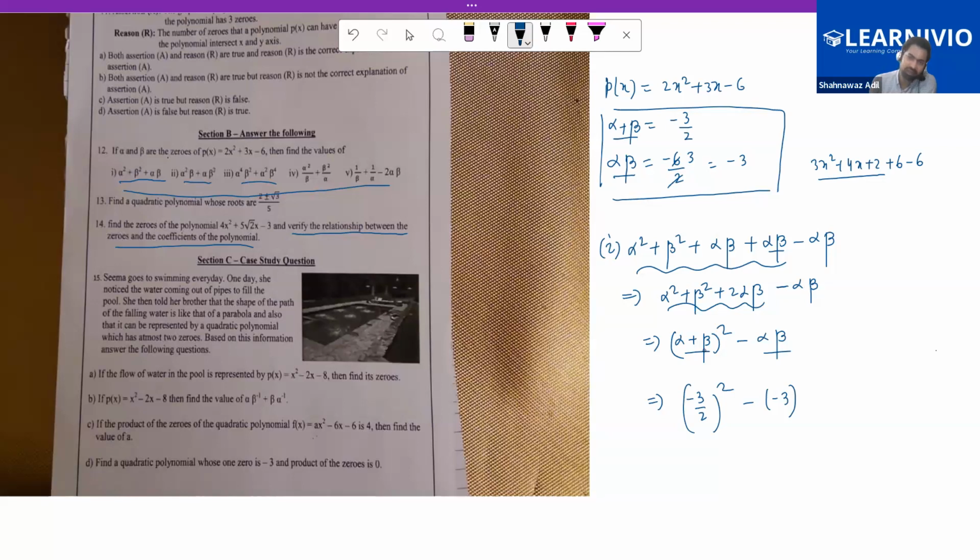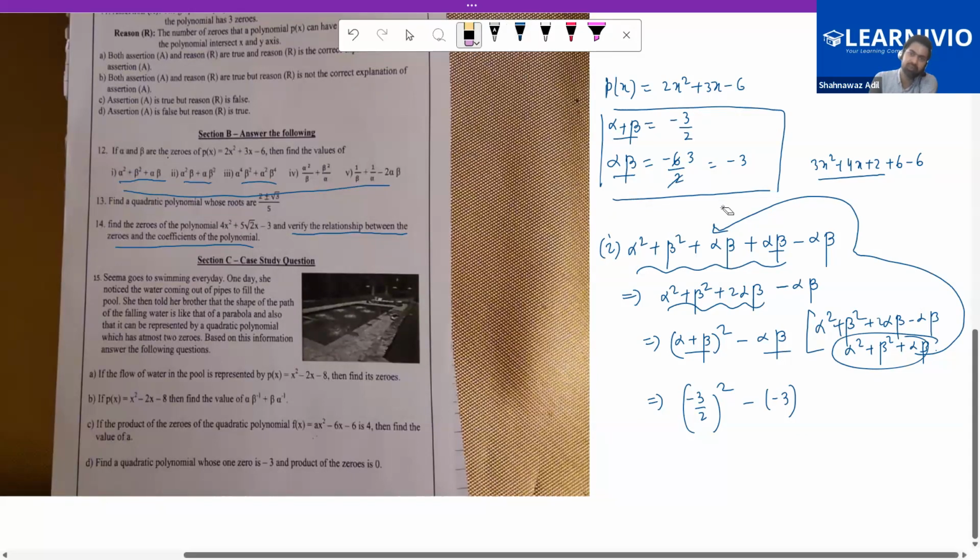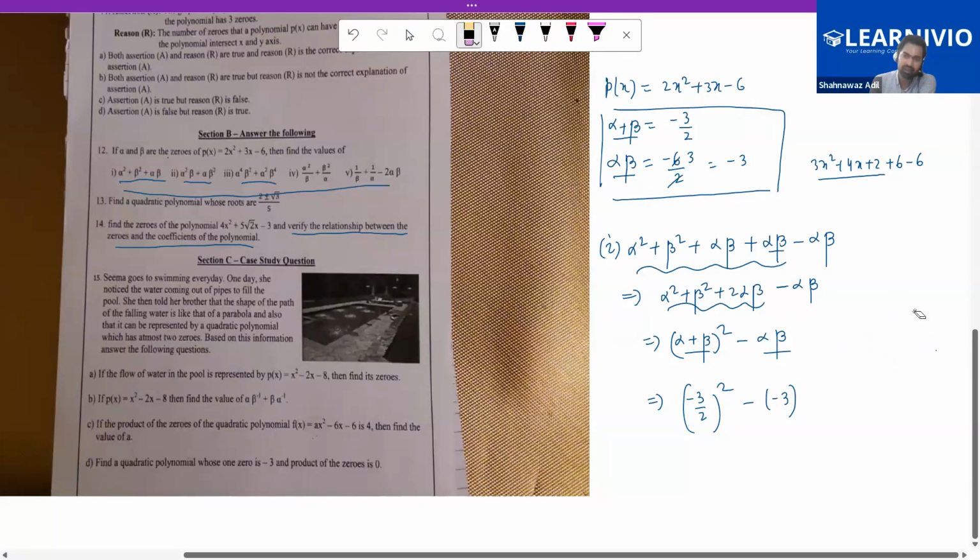Ultimately, if you solve this, alpha plus beta whole square, that is alpha square plus beta square plus 2 alpha beta, minus alpha beta, what you will get ultimately is back this whole thing, the original question. So this is just another way of writing to simplify the question. Is it clear? Yes, sir.